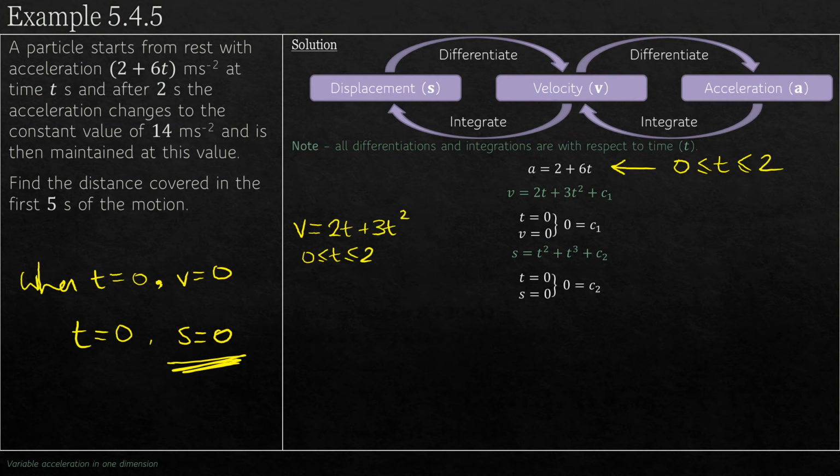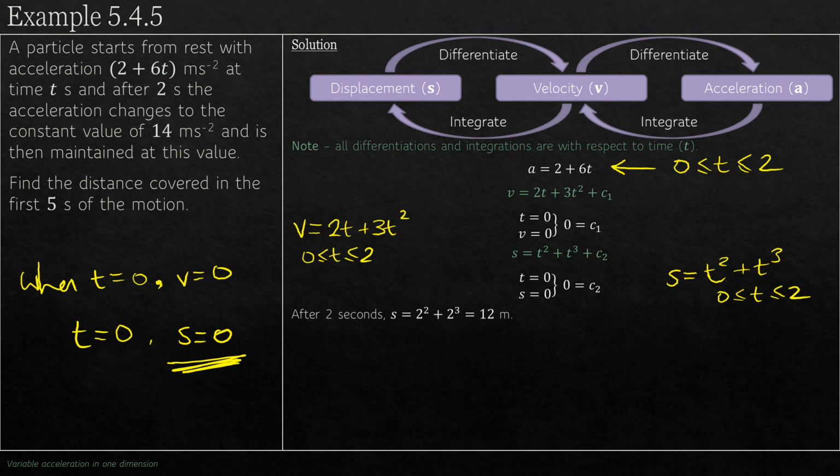So now we know for the first 2 seconds, the displacement is t squared plus t cubed, but only for the first 2 seconds. So let's find how far it has moved in the first 2 seconds. If we let t equal 2 in that little formula, we get 2 squared plus 2 cubed, so 12 meters. It's 12 meters from the start after 2 seconds.